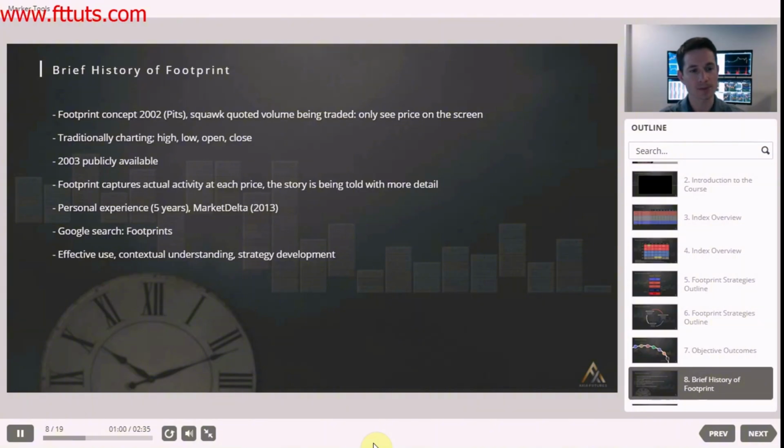In terms of what the footprint tool tells us, it effectively captures all the actual activity at each price. So in essence, it's telling a story in much greater detail at each price. Sometimes I like to summarize it as the footprint is nothing other than the physical interaction taking place between buyers and sellers over a number of prices. In terms of my personal experience, I've been utilizing the footprint since pretty much 2012, 2013, which gives me roughly 5 years of personal experience utilizing the footprint tool.